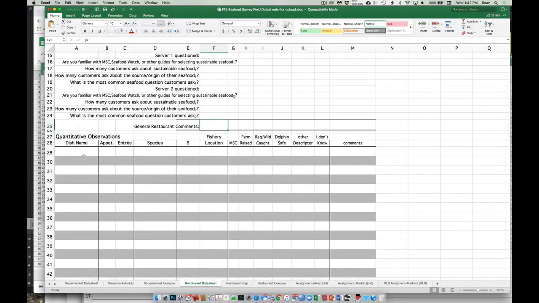Now, for the main thing. Here's my menu. I'm going to put down any dish that has seafood in it. I'm going to say the name of the dish. I'm going to check off, a little tick mark, is it appetizer, entree, what the species is. If it doesn't say in the menu, you could ask the wait staff, hey, this thing said fish tacos. What's the fish in your fish tacos? The answer might be, I don't know, fish.